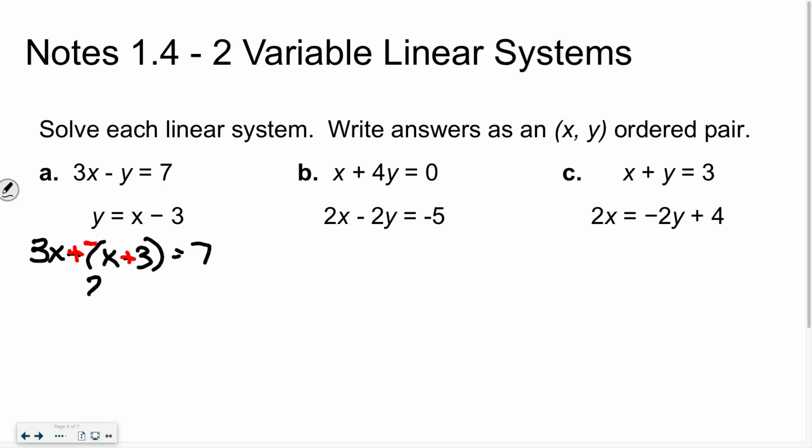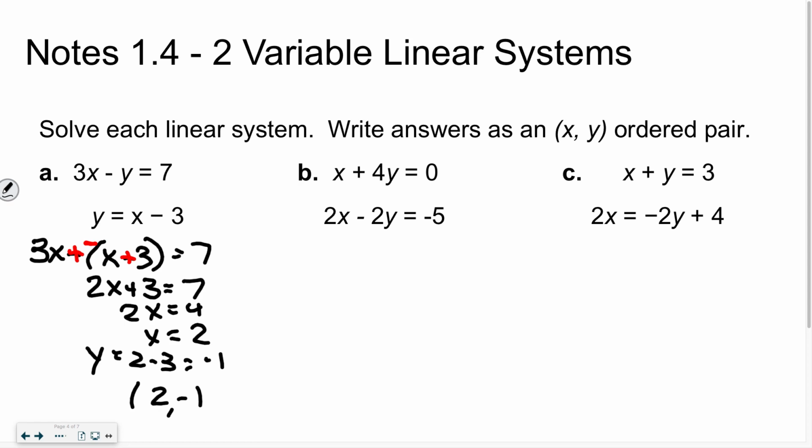So then you get 2x plus 3 equals 7. Subtract 3, 2x equals 4, x equals 2, and then you just have to plug it back in, y equals 2 minus 3, so that's negative 1, and your ordered pair is 2, negative 1.